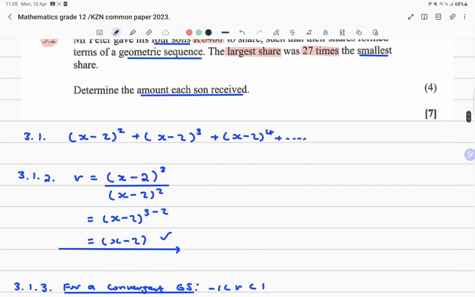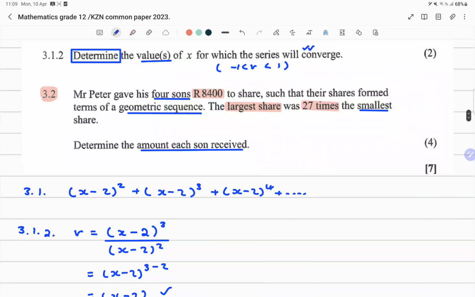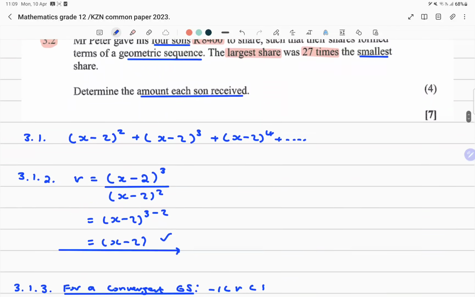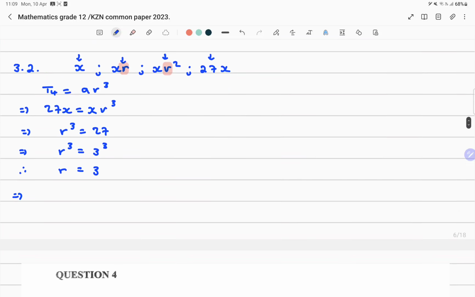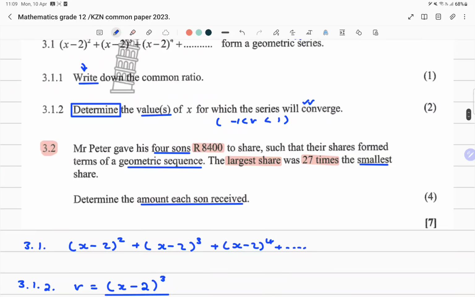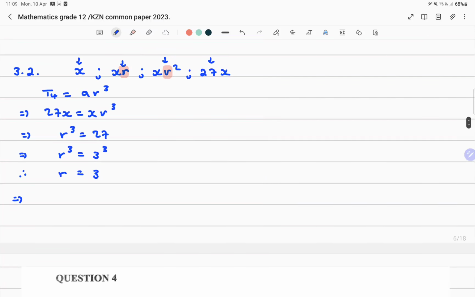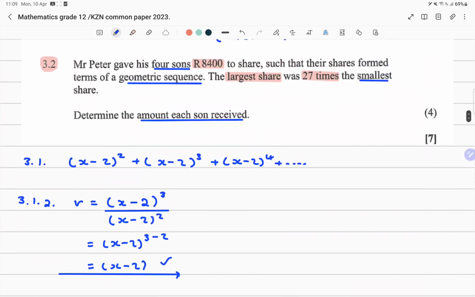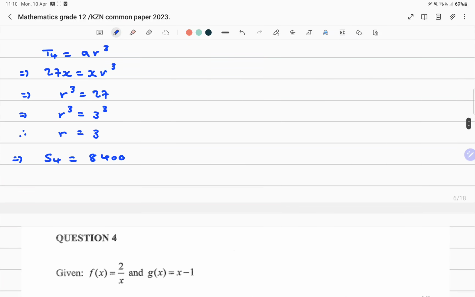Because it's nice to find r. Oh yeah, we know the sum. So basically, I forgot that part. So this question is a bit naughty, eh? It's a bit naughty. So we know that the sum of all of these terms gives us 8,400. So we know that S4 is 8,400. So that is the part that was giving me a bit of a nightmare.